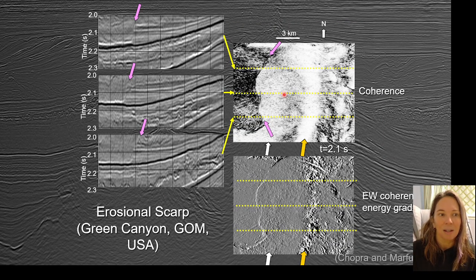This is another case. Now we're in the Gulf of Mexico, and we're looking at some erosional scarps, or we're noticing an erosional scarp that we can see both in the time section, marked by this pink arrow. You can see that erosional scarp in the vertical sections. And then you could also see it in the time section, but it's very, very clear when you image it using the coherence volume, here just with a time slice. And then it also shows up if you look at this east-west energy-weighted coherent amplitude gradient volume. So a slightly different technique that picks up the erosional scarp for you.